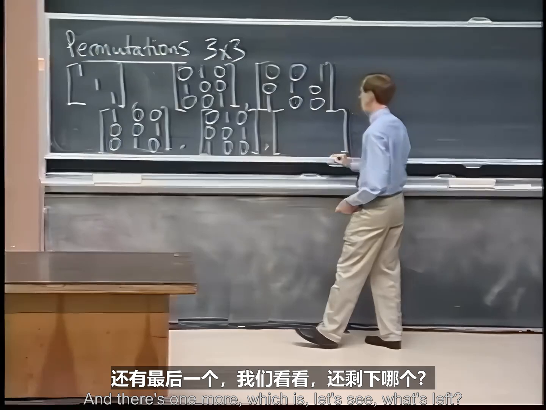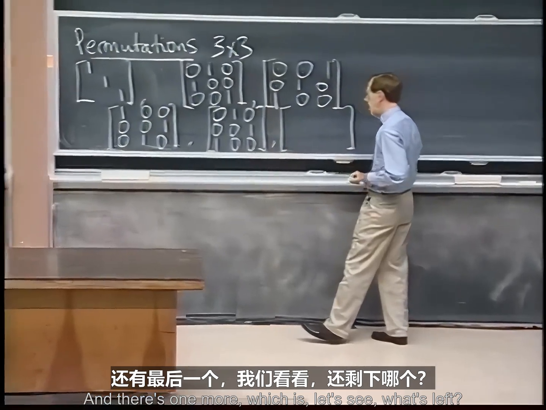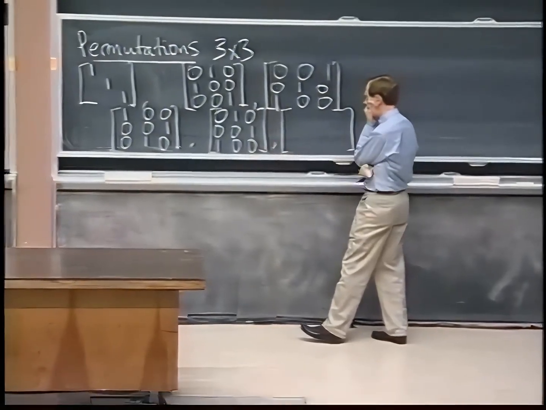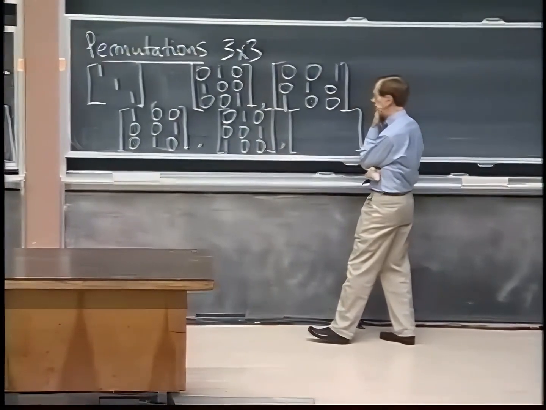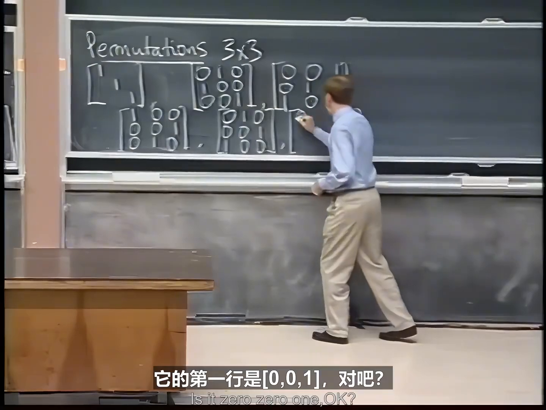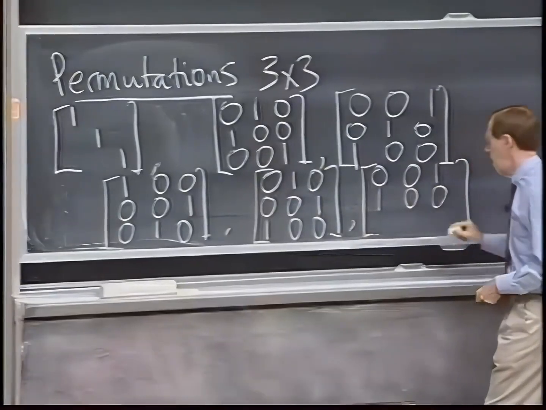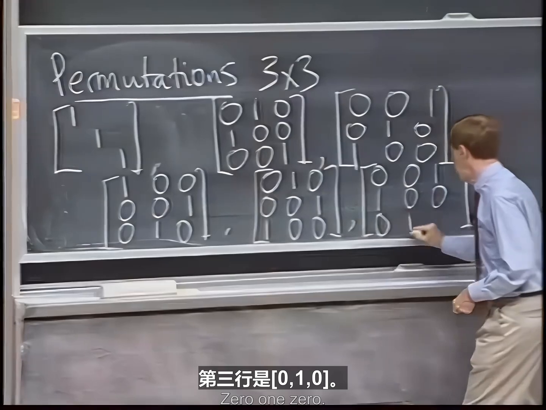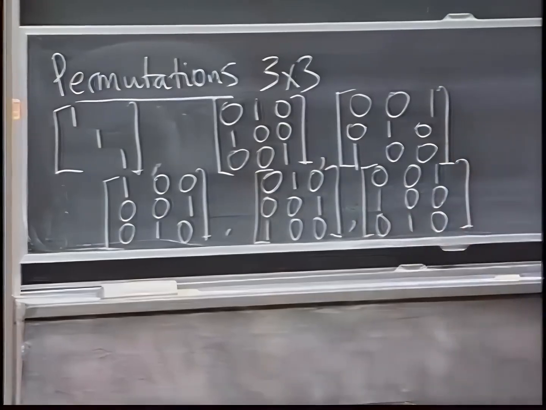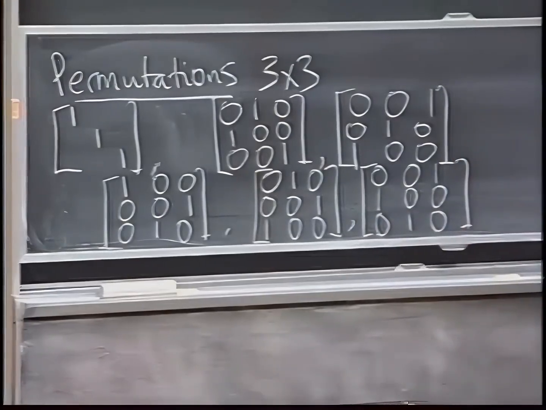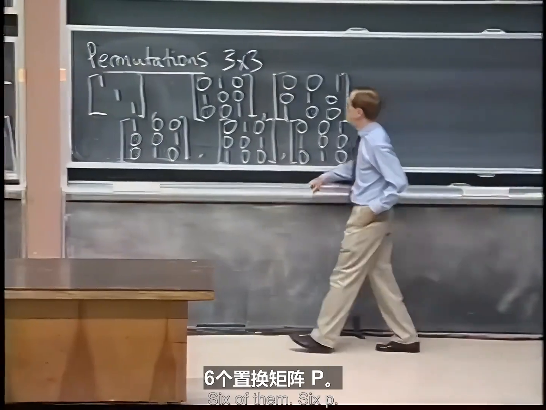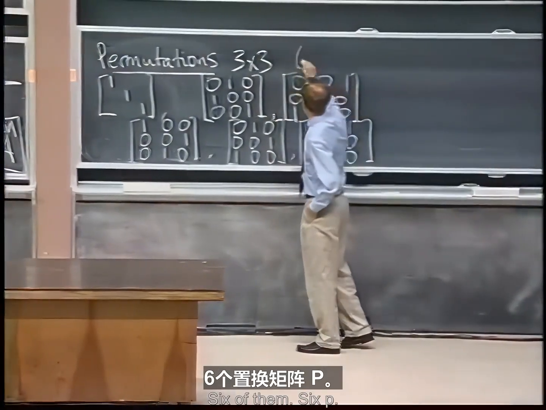which is, let's see, what's left? Is it 0, 0, 1? Okay. 1, 0, 0, okay. 0, 1, 0. Okay. Great. 6. 6 of them. 6 P's.